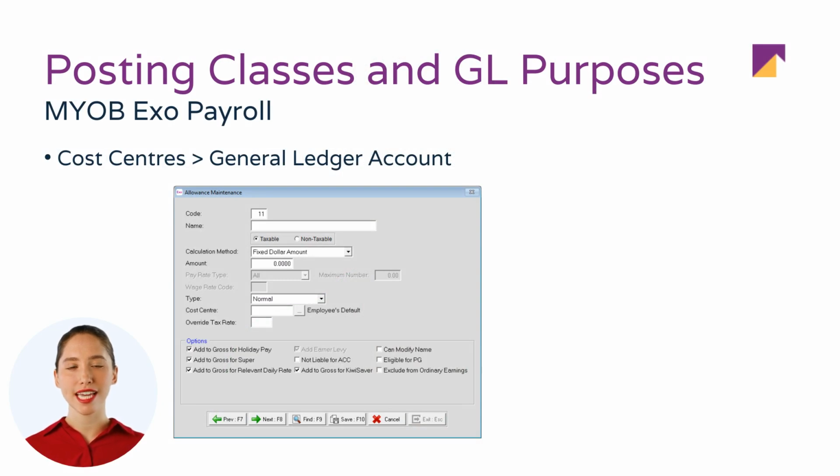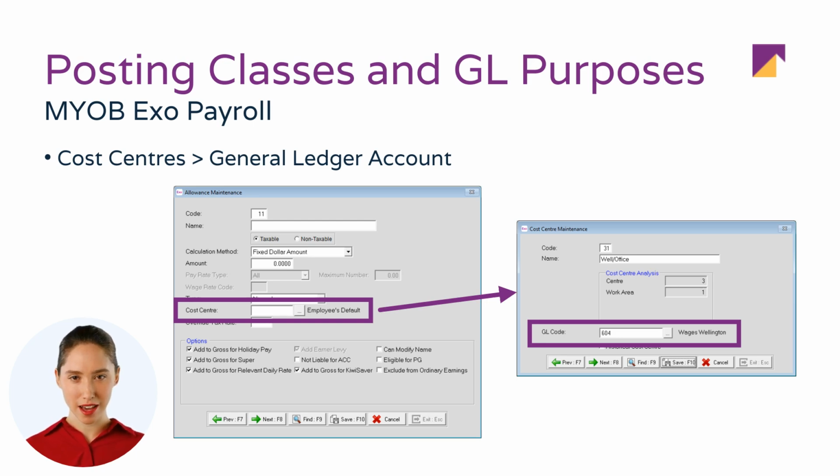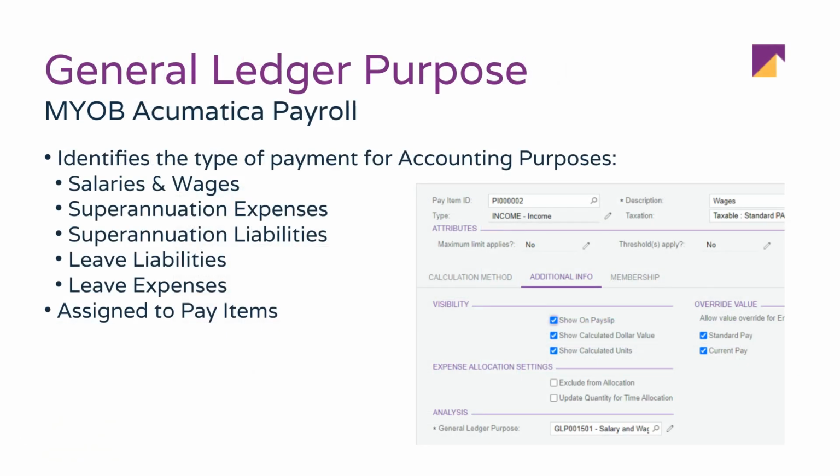There are also a number of new concepts in MYOB Acumatica Payroll that you will need to become familiar with. Two main concepts are posting classes and GL purposes. In MYOB Exo Payroll, every pay item has a cost center assigned. In turn, this cost center is assigned to a general ledger account. This information is used to produce the general ledger report and create the general ledger journals for your accounting system. In MYOB Acumatica Payroll, this is achieved through posting classes and general ledger purposes.